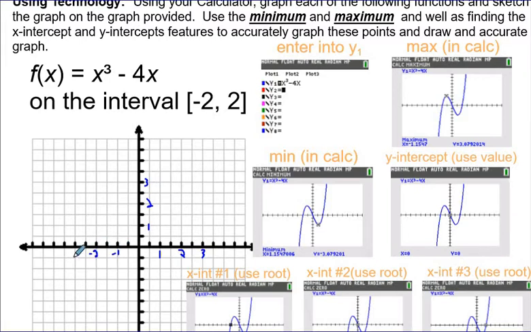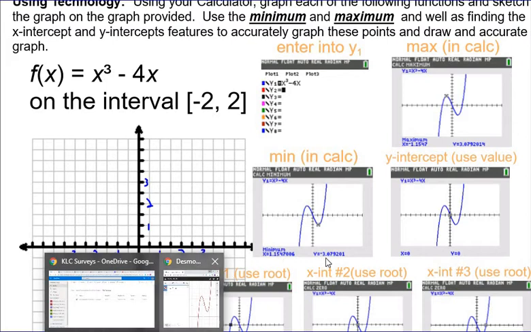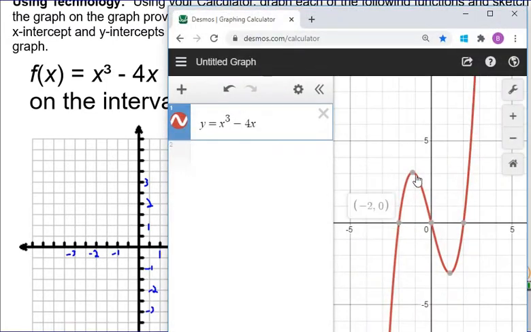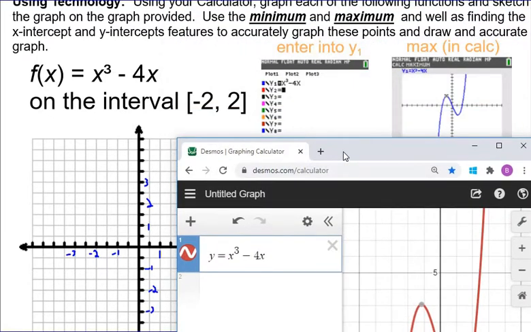So then what we do, right, after we do that, is we're just going to graph, and we might need to go back and write down what Desmos showed us. You know, Desmos showed us that we have -2, 0, 1.155, 3.079, 0, 0, 1.155, -3.079, and 2, 0.